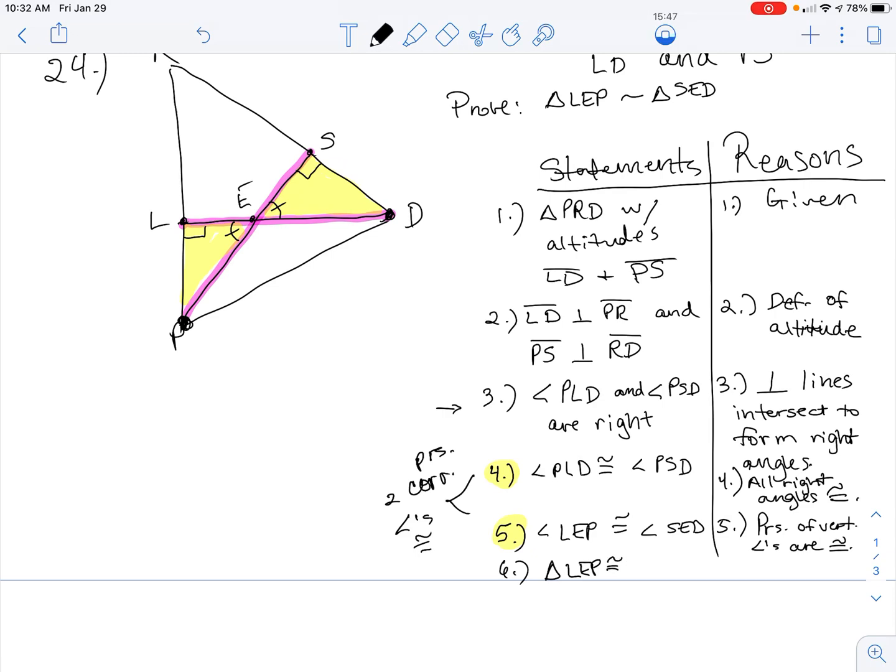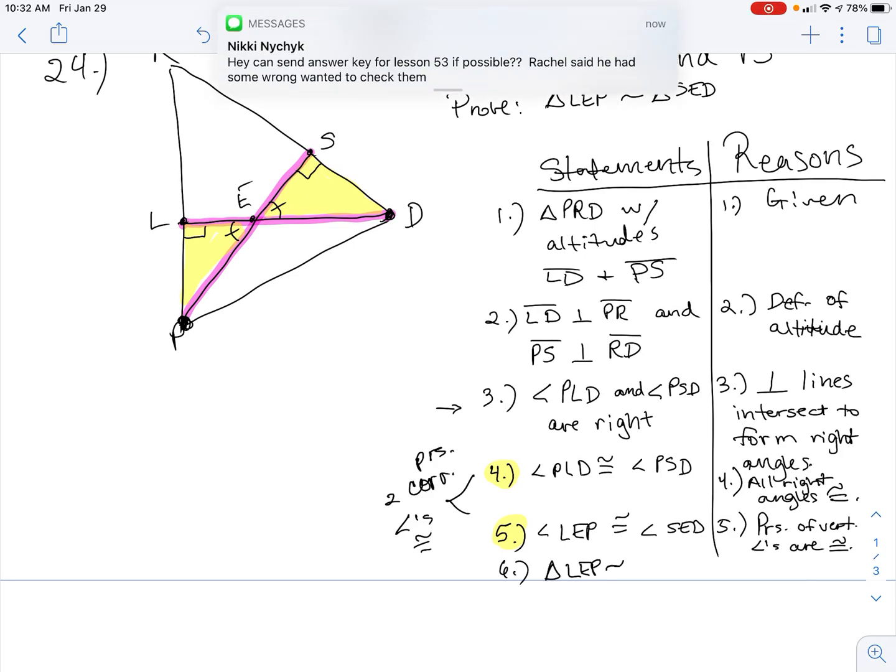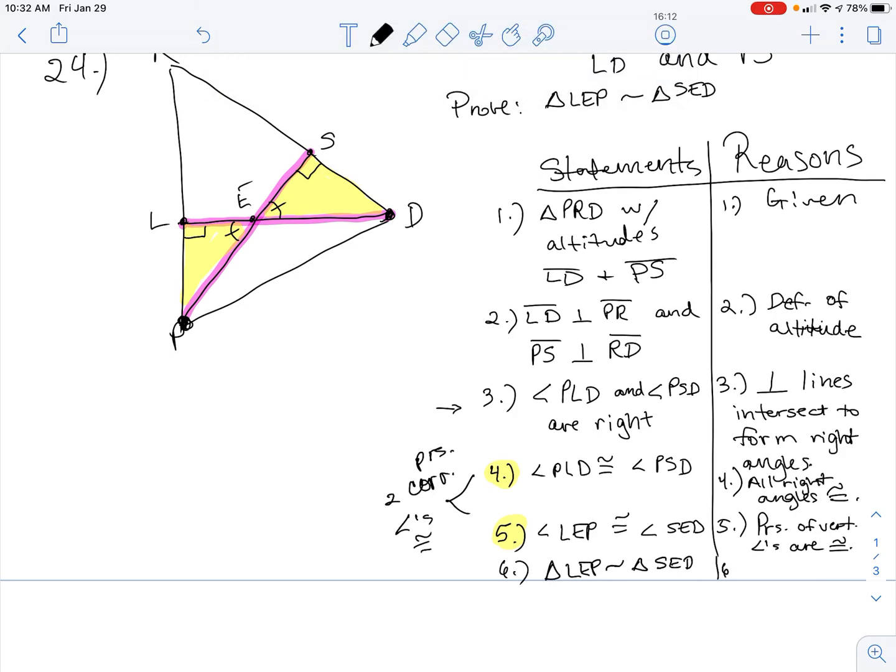triangle LEP is similar, not congruent, similar to SED. We know they're congruent too, but they're similar because if you look at the shape, one is smaller than the other. So truly they're not congruent because their sides are not congruent, right? But in order for them to be similar, remember we talked about that whole scale thing? I'm going to send you that video so you can watch it because I keep talking about it and you have no idea what I'm talking about.